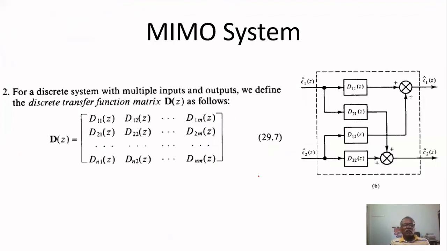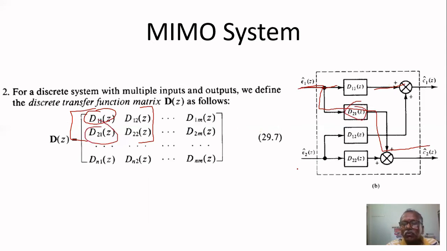This is the discrete transfer function matrix for a MIMO system. Let us assume that it is a 2 by 2 system. Then this represents, for a discrete input E1, that it gives C1. The same input gives C2 also, through this D21.